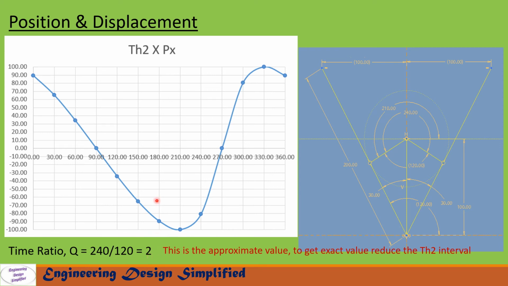If you want to have more accurate q ratio, you can reduce the interval of theta 2. So here I have taken 30 degrees interval. If you take 1 degree or 0.5 degree, you will get very accurate q ratio.